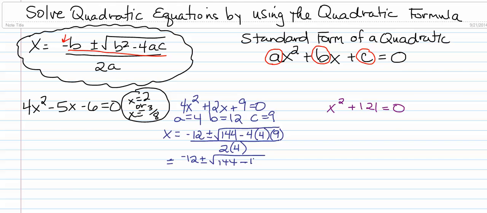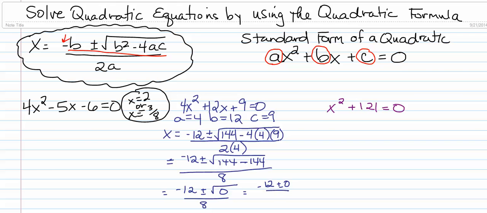And 2 times 4 is going to be 8. Okay, so I see something unique happening on the inside of the radical sign. That square root symbol, the technical math term for it is radical. And 144 minus 144 is 0. The square root of 0 is 0. So negative 12 plus or minus 0 all over 8.